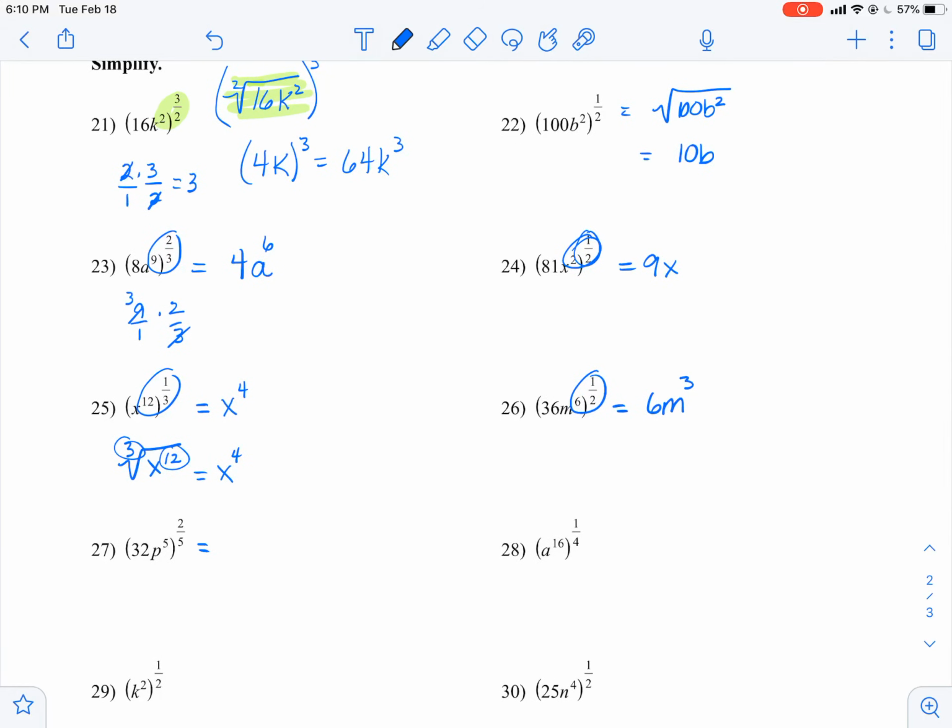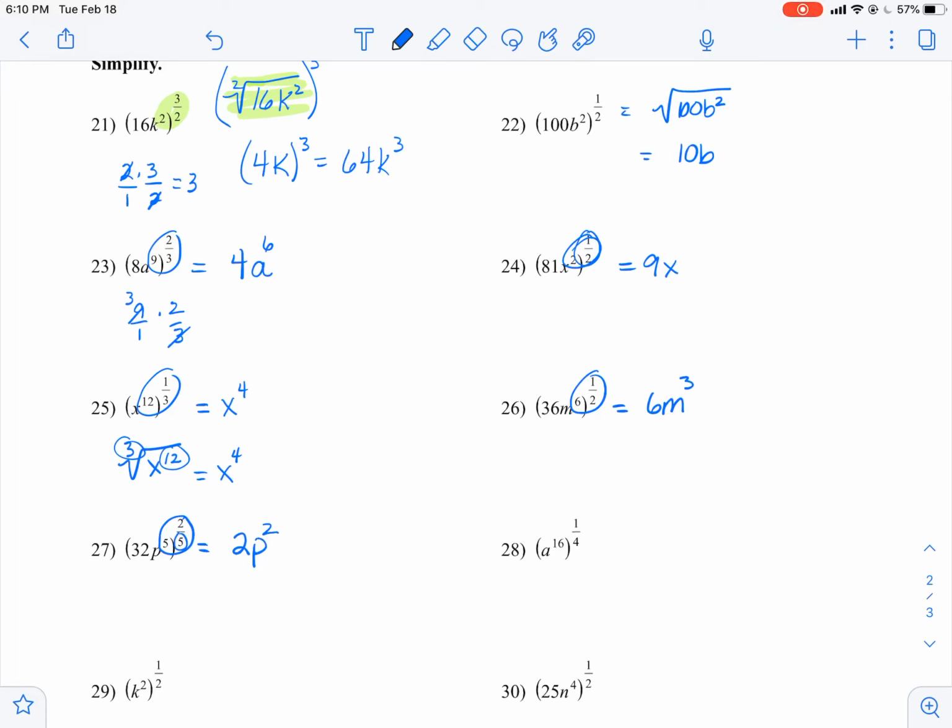Number 27. I want the 5th root of 32. Okay, if you can't think of that, you can put it in your calculator. But that would be a 2. 2 times 2 is 4, times 2 is 8, times 2 is 16, times 2 is 32. So that is 2. Now I'm going to do my multiplication. 5 times 2/5 is just 2. I'm done.